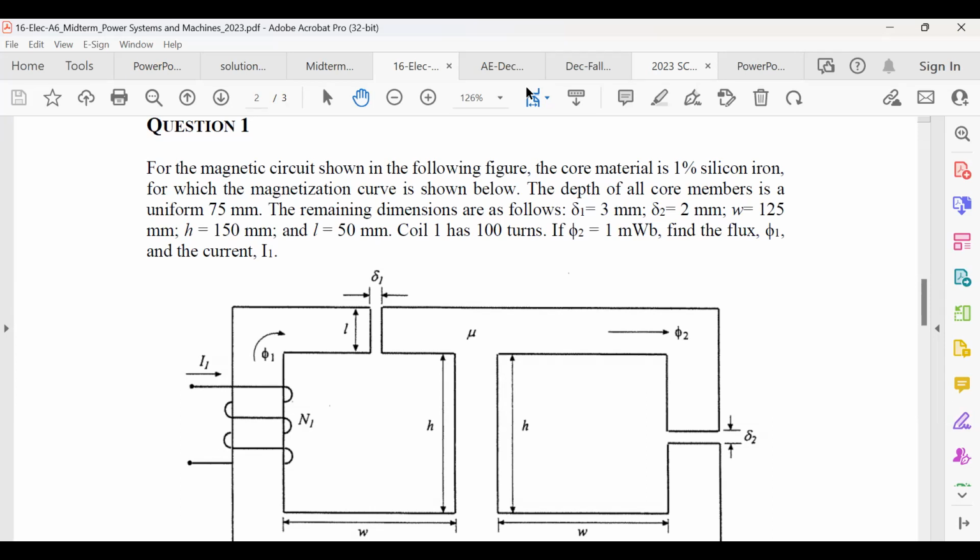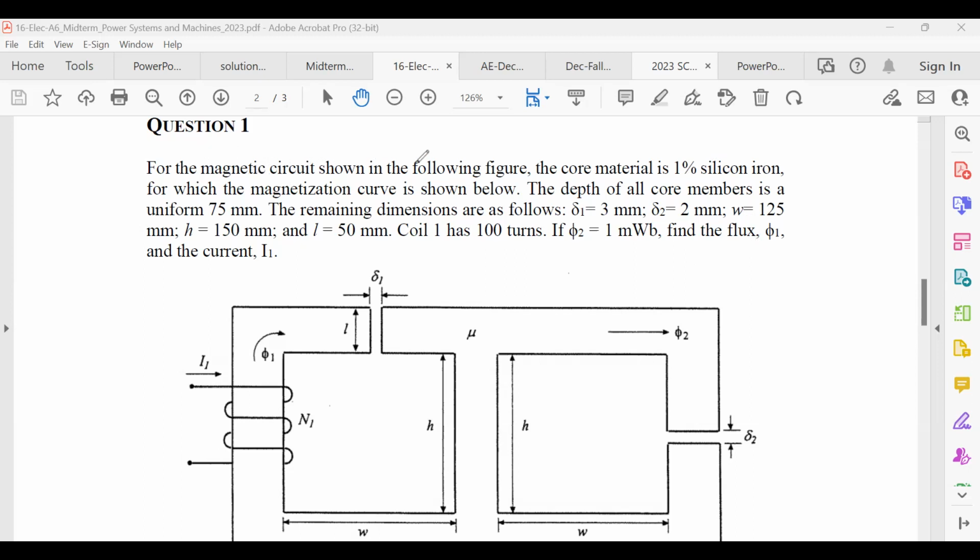Okay. So the first problem is the magnetic circuit. I'm going to read the problem and give you some hints based on my experience marking your midterm. So this is a magnetic circuit. The first step for a magnetic circuit problem is to draw the magnetic circuit, right after you read the problem.